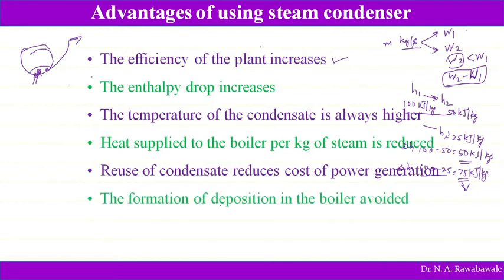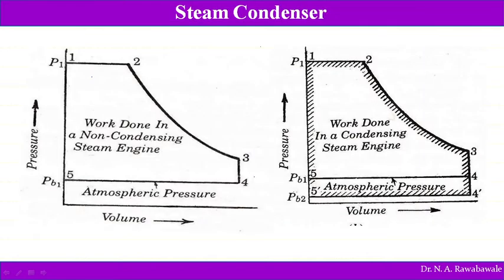The formation of deposits in the boiler is avoided. As pure water is supplied, it contains no foreign particles or salt content. Therefore, the deposition of salt or scale formation gets reduced or is avoided by the use of condensate. Reuse of condensate avoids salt deposition or scale formation in the boiler. So these are the advantages of using a steam condenser.